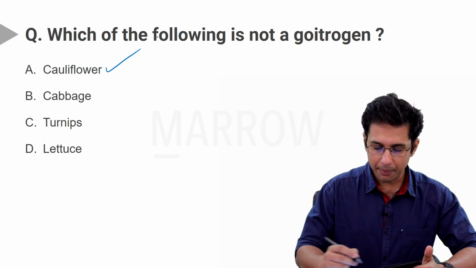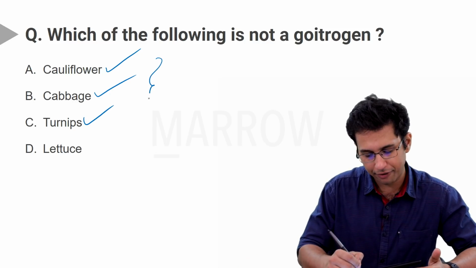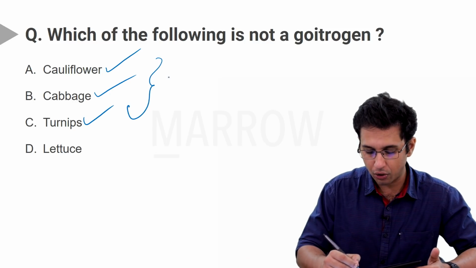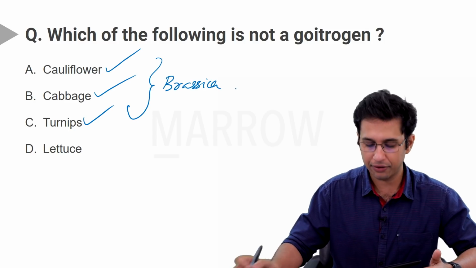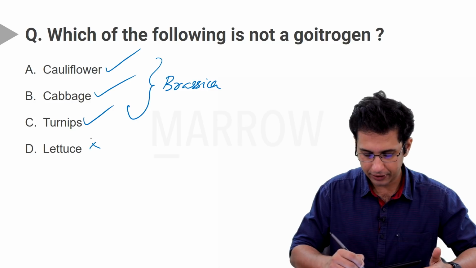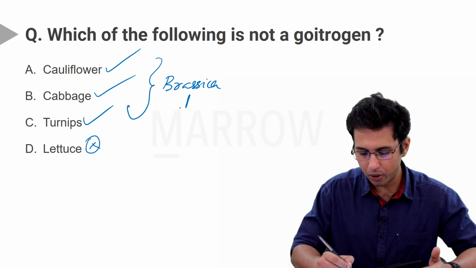Cauliflower is a goitrogen. Cabbage is a goitrogen. Turnip is a goitrogen because these all belong to a family of vegetables called the Brassicaceae family. Okay. Lettuce does not belong there. You can realize, right? Now, why is it a problem here?